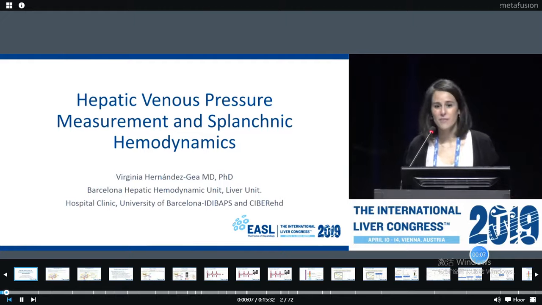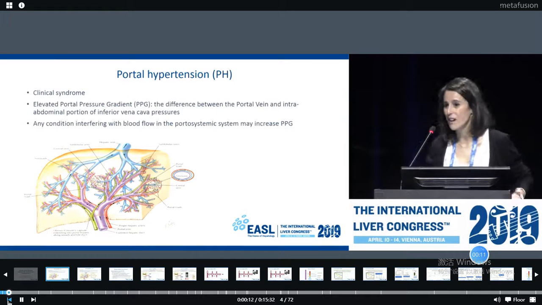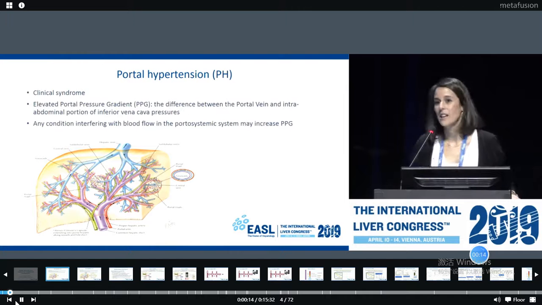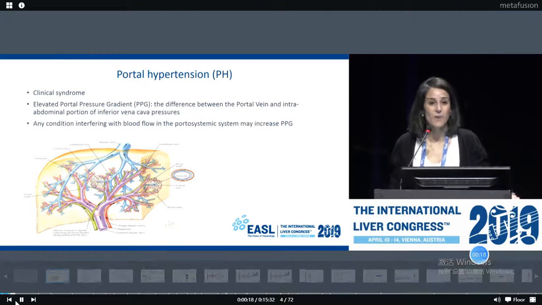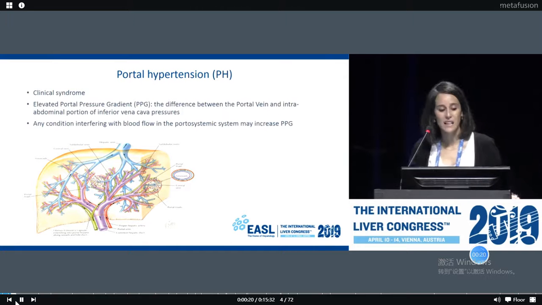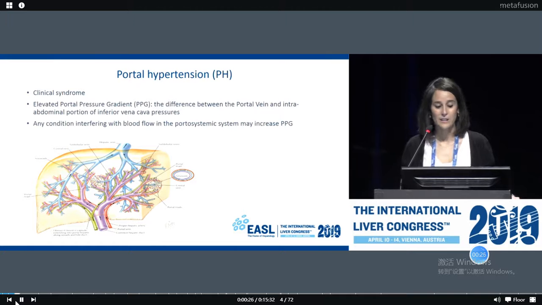So when we have a patient with chronic liver disease, the main question is, does the patient have portal hypertension or not? And we must remember that portal hypertension is a clinical syndrome that is characterized by the elevation of the portal pressure gradient, which is the difference between the portal vein and the inferior vena cava pressures.